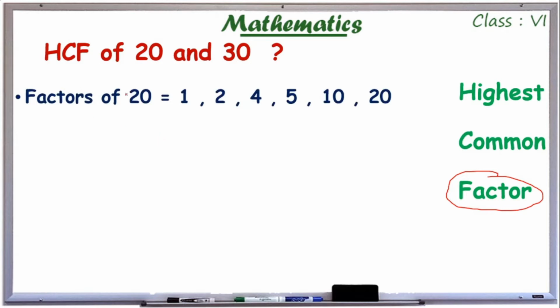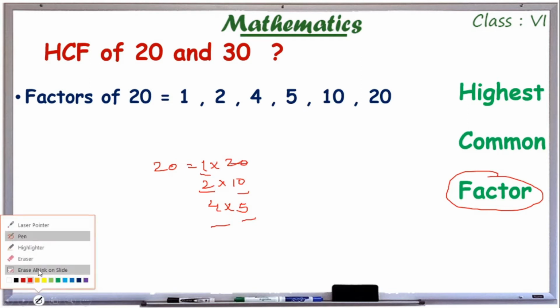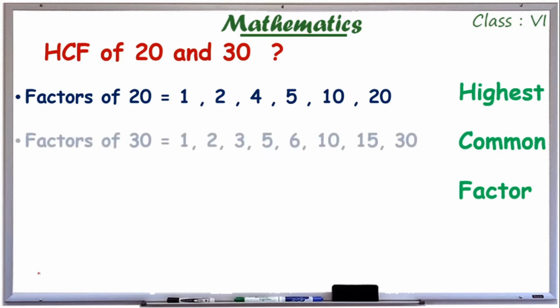So the factors of 20 I found. Factors of 20 are 1 into 20, 2 into 10 and 4 into 5. So this 20 can be expressed as 1 into 20, 2 into 10 and 4 into 5. So the factors are 1, 2, 4, 5, 10 and 20. So the factors of 20 are ready now.